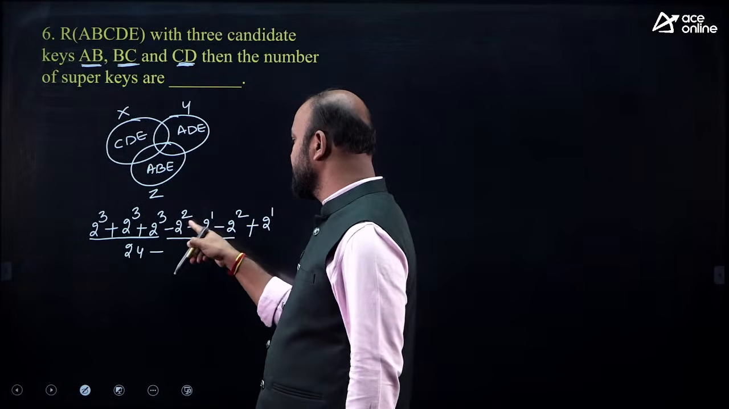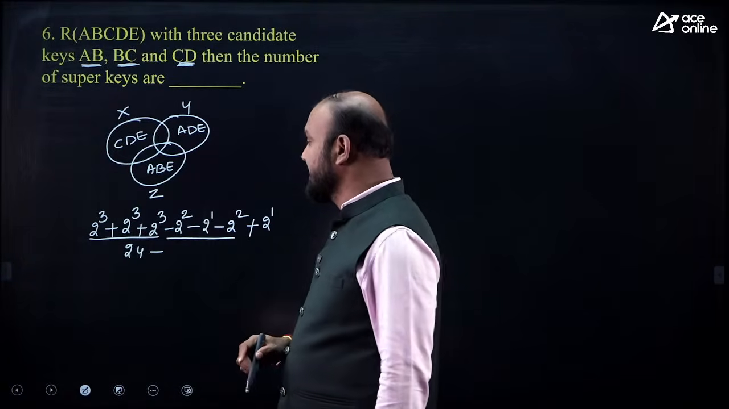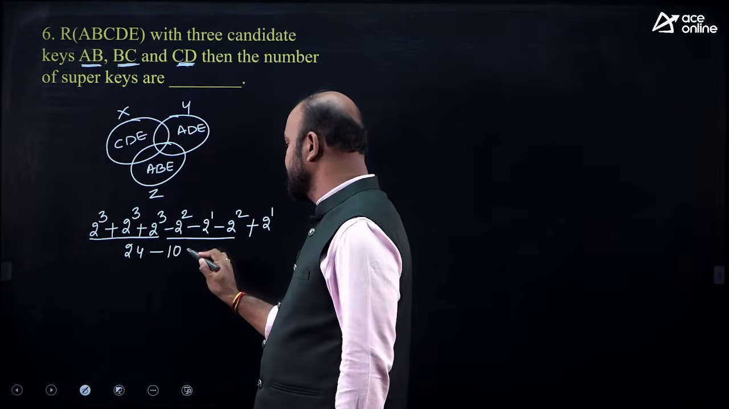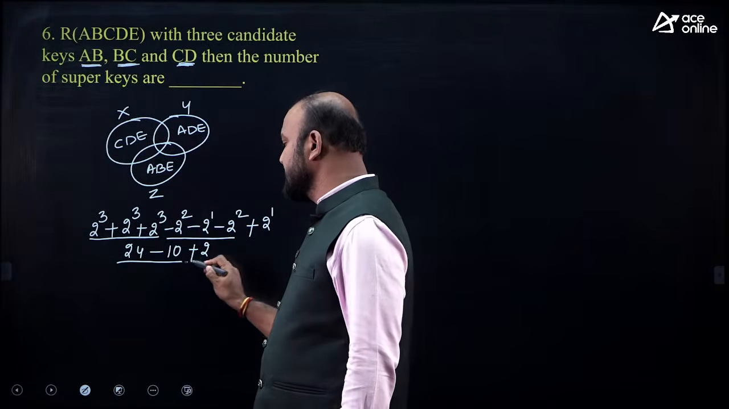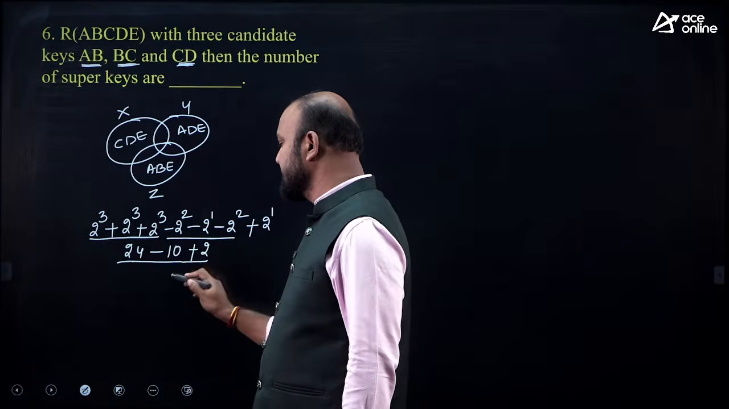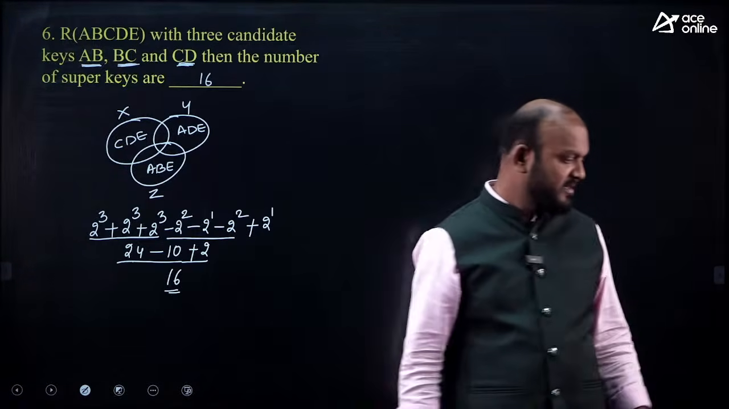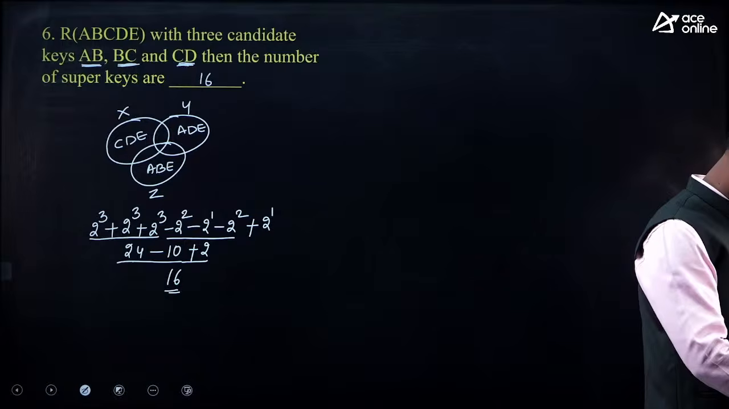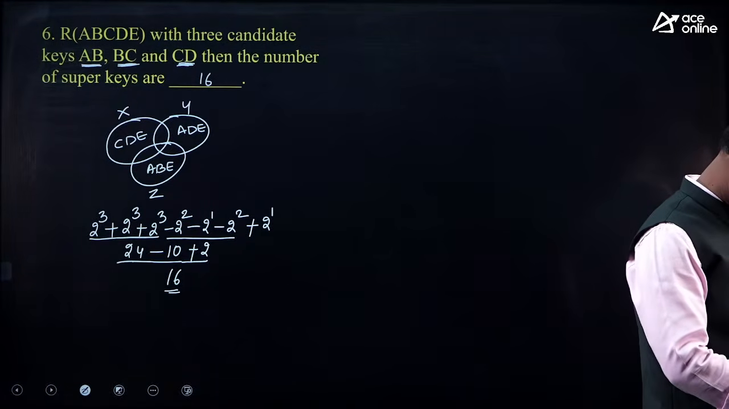Minus 4, minus 2, minus 4, so minus 10, plus 2. So how much? 24 minus 10 is 14, plus 2 is 16. So the number of super keys is 16. Almost everyone gave the right answer. Okay, that's quick. Almost.